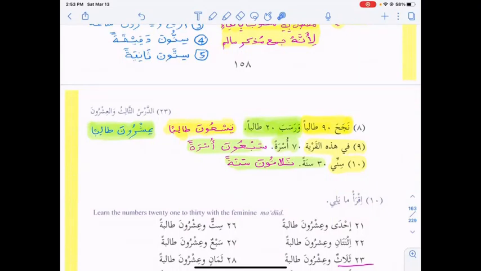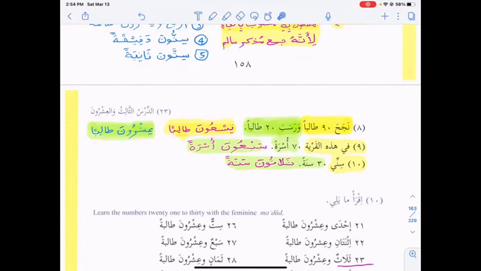Najaha, we need file. This is the file. So what will you say? Najaha, tis'una taliban. 90 students pass. Why you said this is marfu? Because it is file. Warasaba and fail, same thing. Warasaba ishruna taliban. 90 students passed and 20 failed.